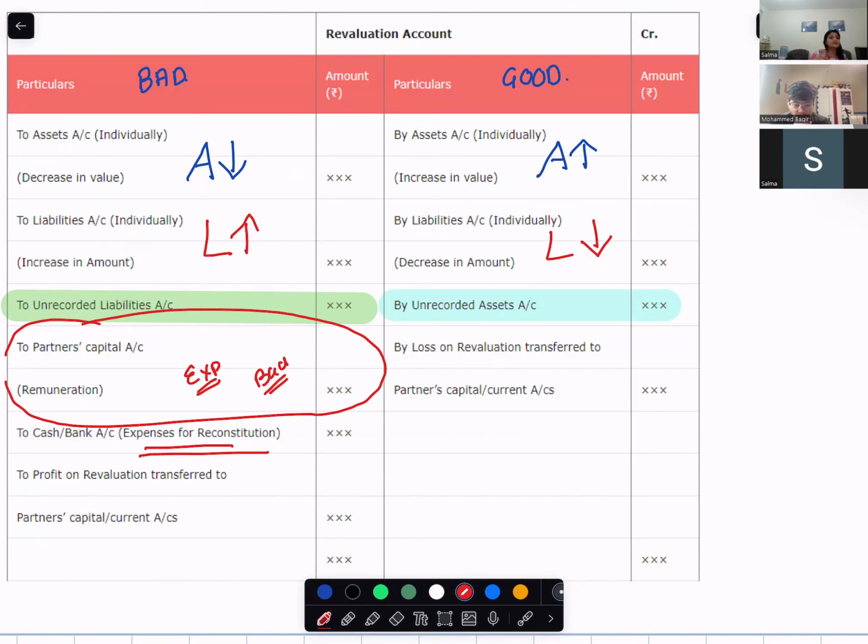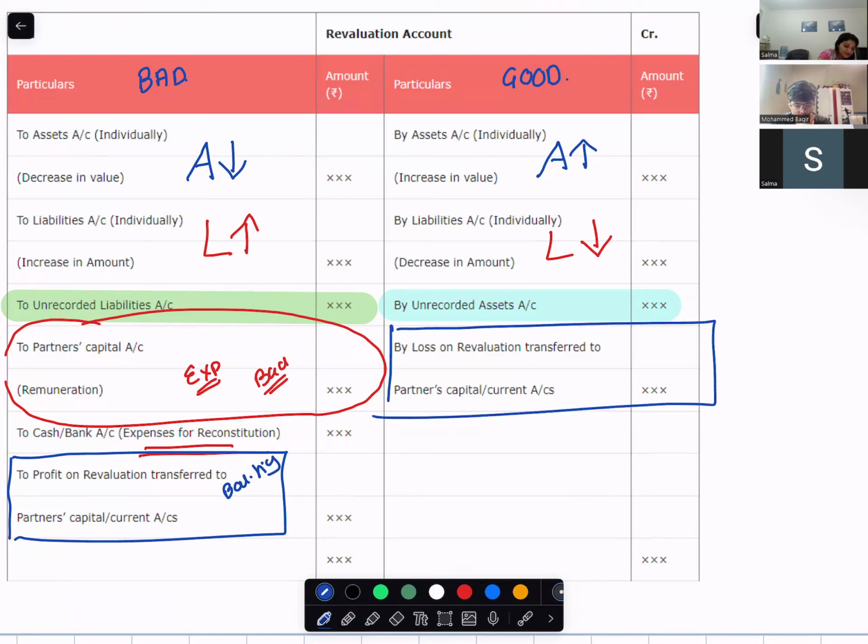This we will talk about later. So partner's remuneration to revalue and expenses for reconstitution both come on the debit side. Then the profit on revaluation will be the balancing figure, or the loss on revaluation.